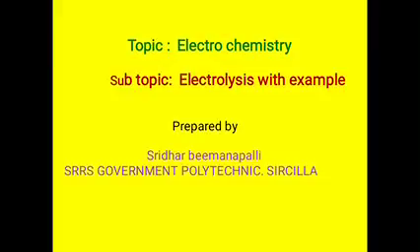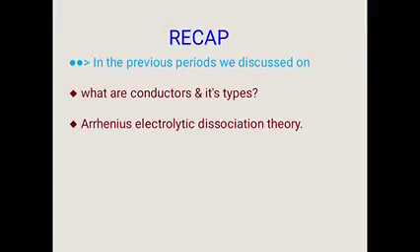Let us see the recap of the previous syllabus. In previous periods, we discussed what conductors are and their types. What is meant by a conductor and its classification based on the mechanism of flow of electricity. That is two types: electronic conductors and electrolytic conductors.